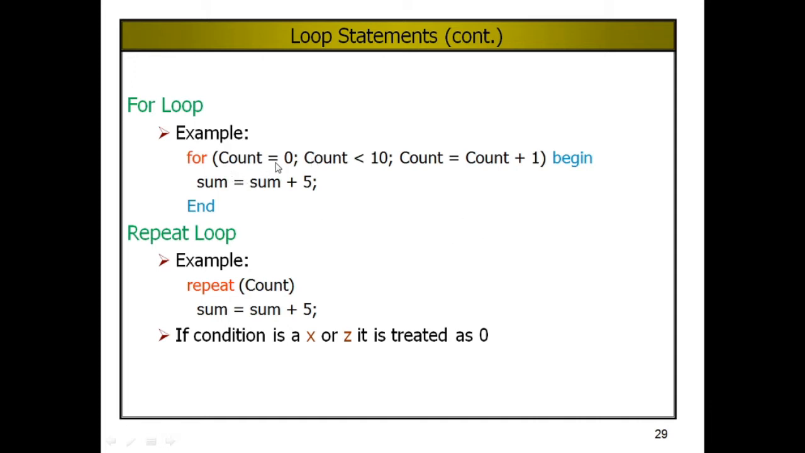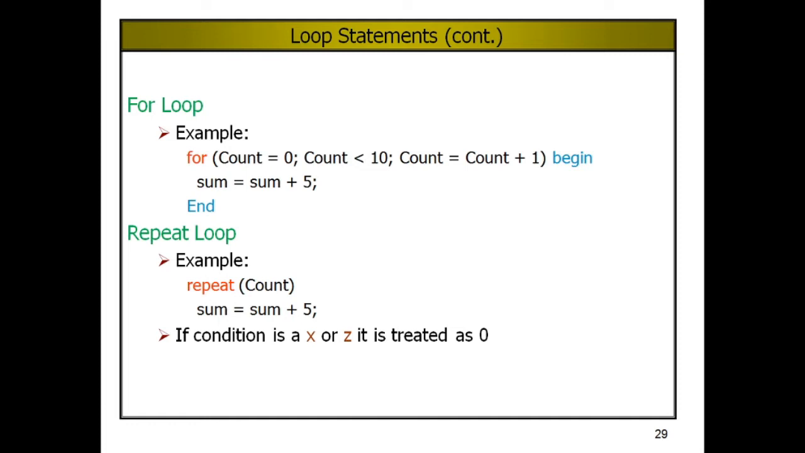So for count equal to 0, that means initialization. I'm doing initialization for the count variable. So when count is less than 10, of course it is less than 10 because it is 0. Now after that, this will be getting executed and the count value will be getting incremented. This is about the for loop.